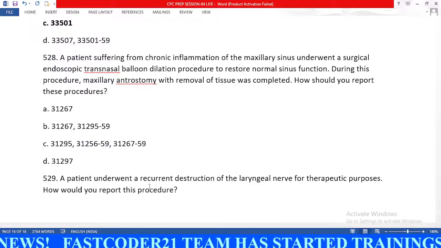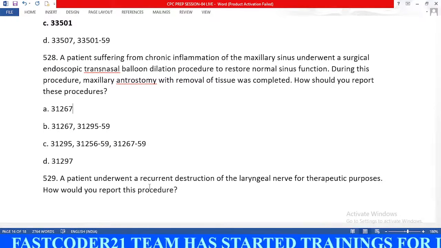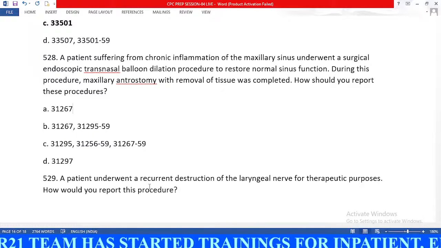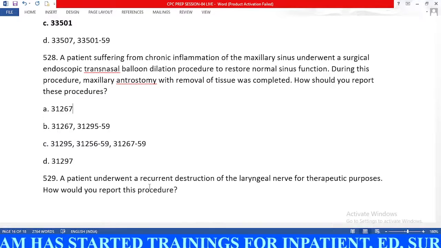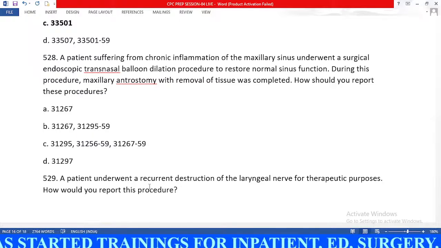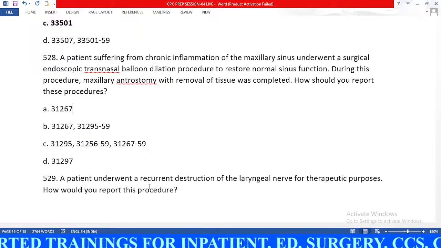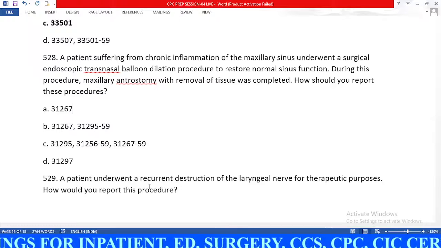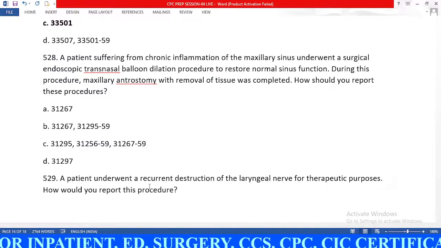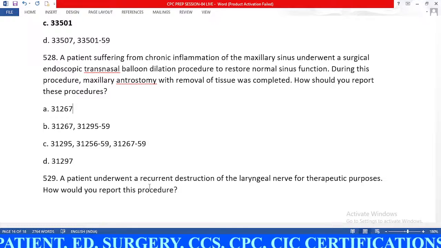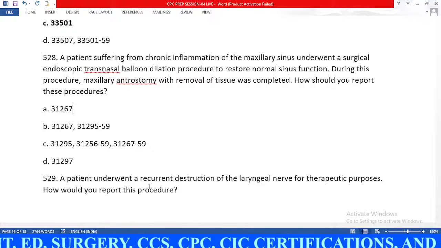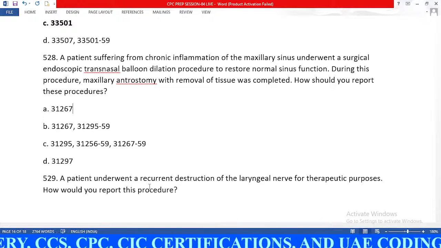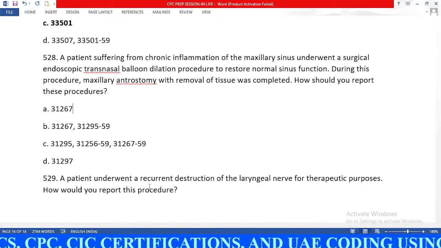We have two more questions. We'll start the next one. A patient suffering from chronic inflammation of the maxillary sinus underwent a surgical endoscopic transnasal balloon dilation procedure to restore normal sinus function. During this procedure, maxillary antrostomy with removal of tissue was completed. How should you report these procedures? Options: A, 31267 and 31295; B, 31267, 31295; C, 31295, 31256; D, 31297.